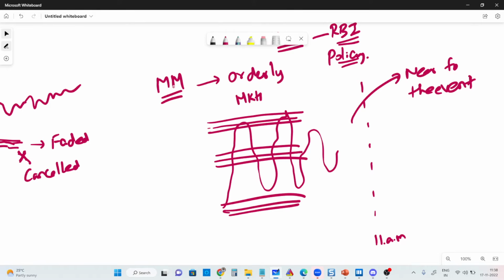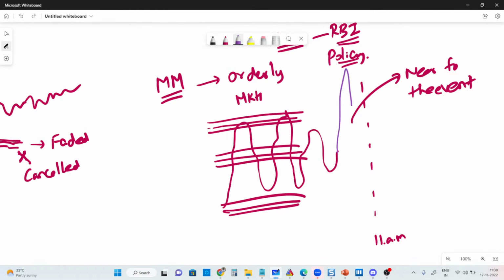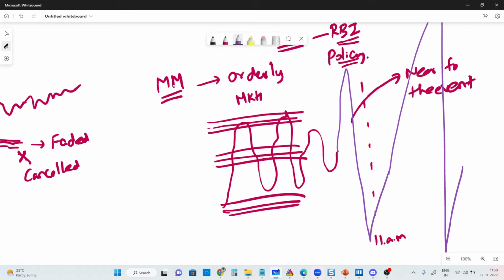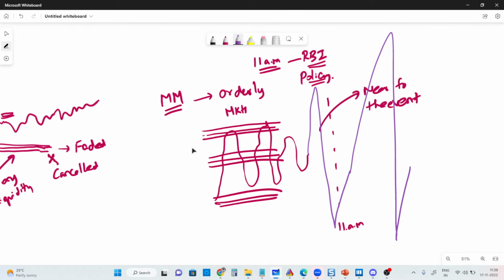If the market makers are not there, what will happen? I'll tell you. We will be seeing sudden knee-jerk reactions. Maybe I'll put it in a different color. What we'll be experiencing is sudden knee-jerk reactions. And once the event is over, again you will see very wild swings in the markets. Repeatedly, you're going to see this kind of wild price action. Have you seen this? The moment the RBI announcement is there, a sudden fast move will be there.